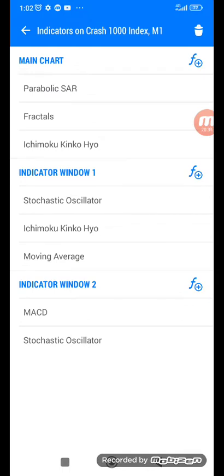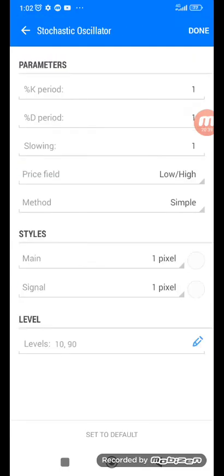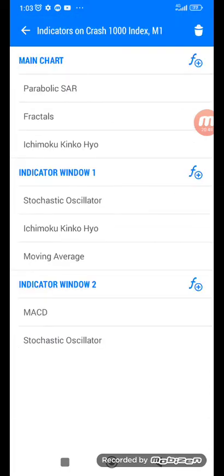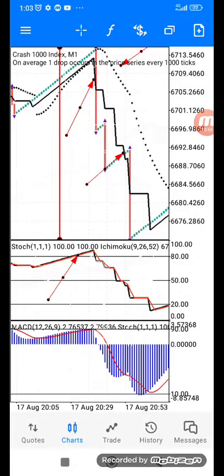And on window 2 we have our stochastic oscillator with normal settings 1, 1, 1, and our levels are 10 and 90. The second indicator on window 2 is MACD, with just our normal default settings. So that's all. Once you're able to apply it this way, you should be able to get it right and make quite some profit with the system.